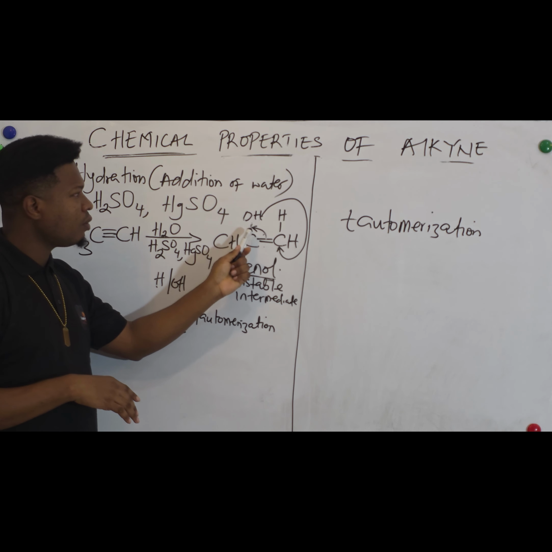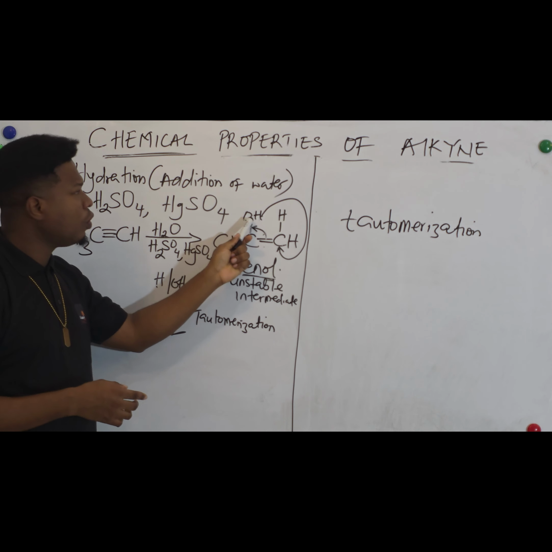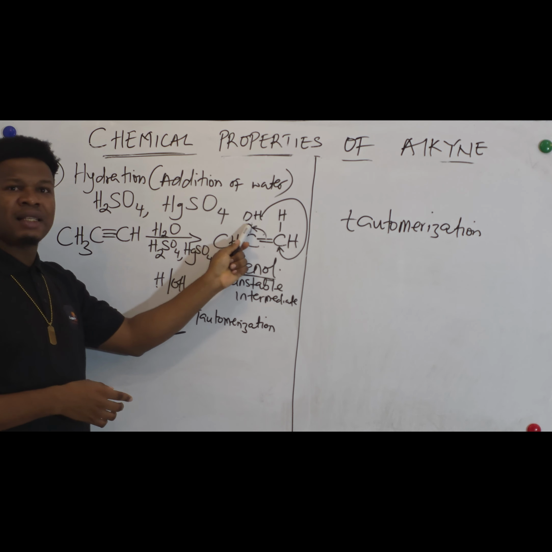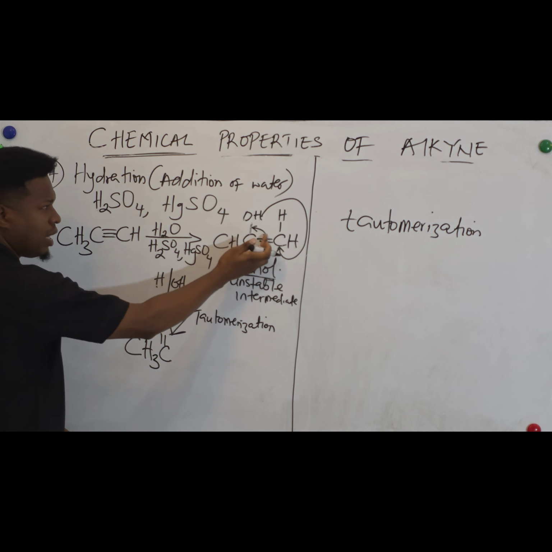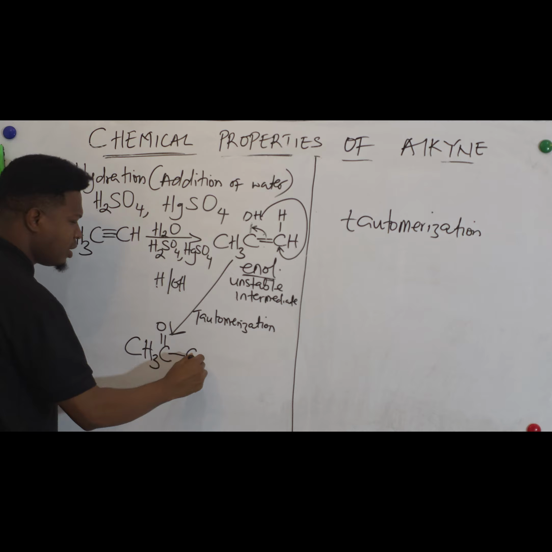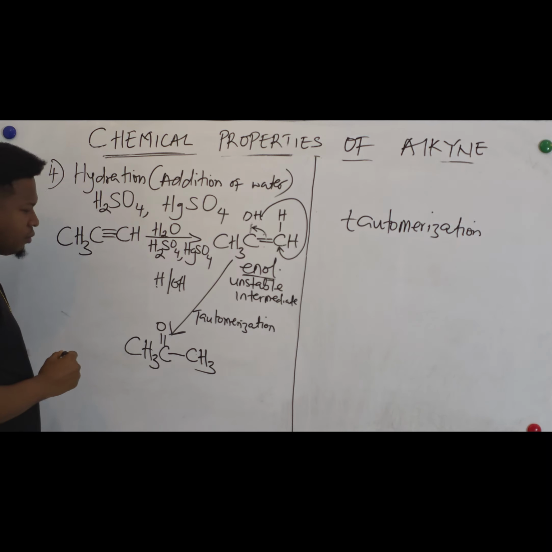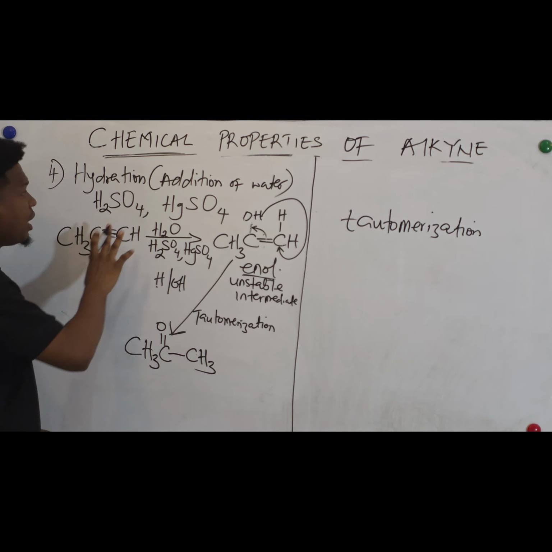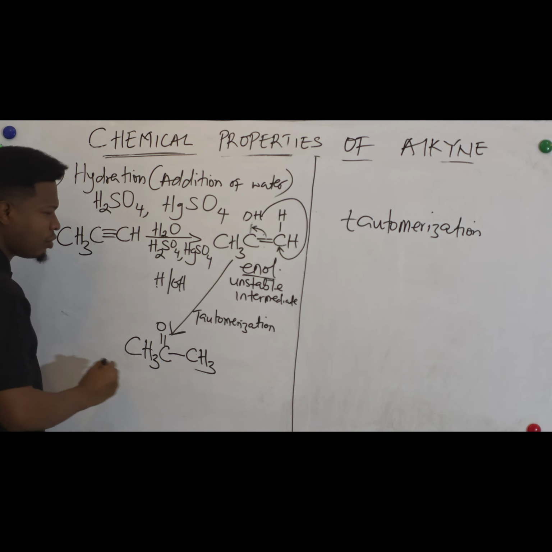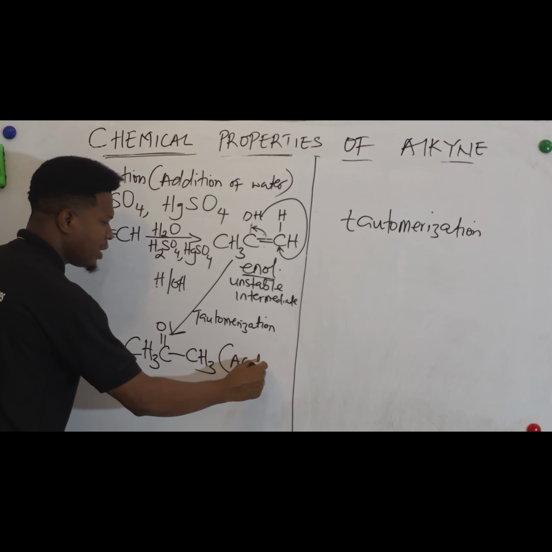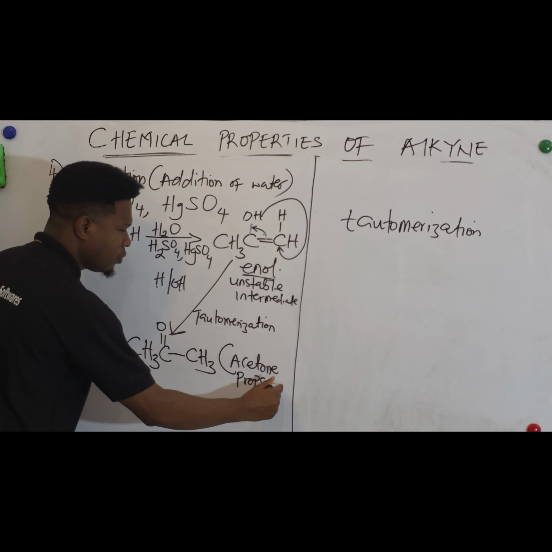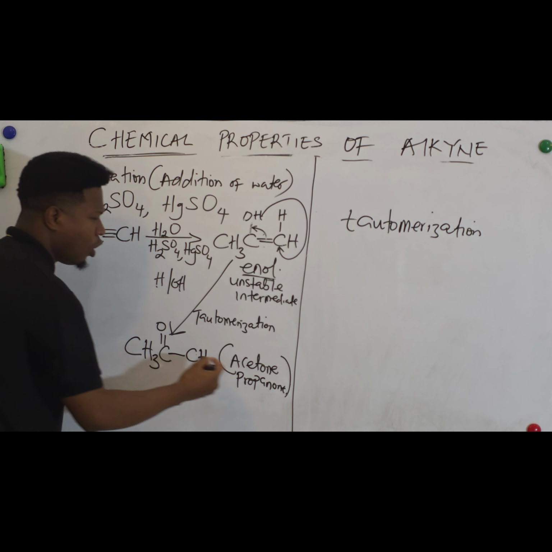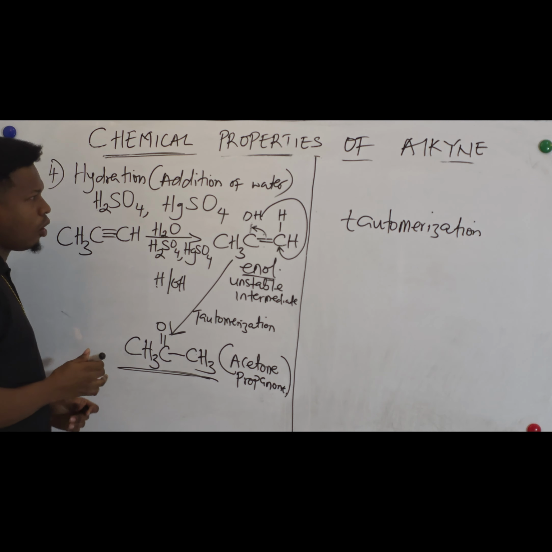When the hydrogen leaves, the pi bond will stabilize the oxygen. So what I will have here now becomes CH3, C double bond O, because this bond has risen up. Hydrogen will come here, and I will now have a single bond to CH3. So at the end of this hydration reaction, the answer to this question is acetone, or you can call it propanone.